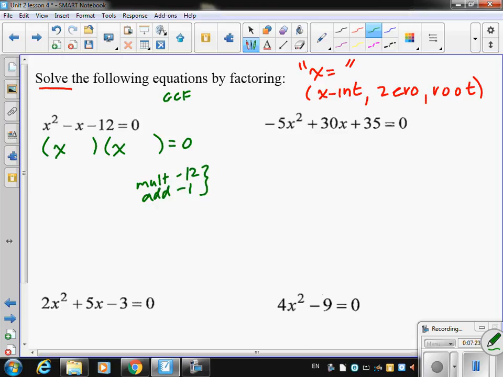My 2 numbers are going to have to be close together, so 4 and 3 it is. And if the 4 is negative, they will add to negative 1. X subtract 4, x plus 3. My answers are hidden in those 2 brackets. My 2 x-intercepts are x equals 4 or x equals negative 3. Those are my 2 x-intercepts, and I'm going to show you why.